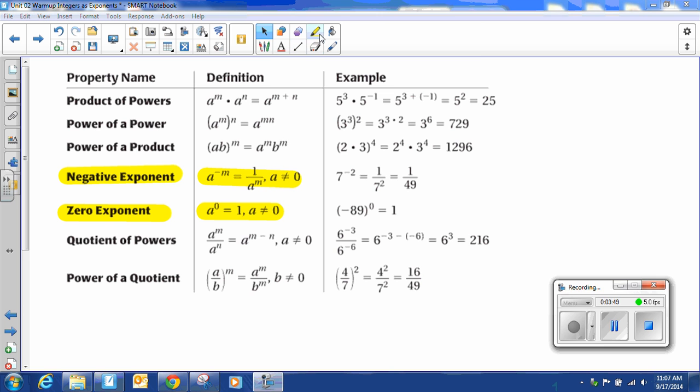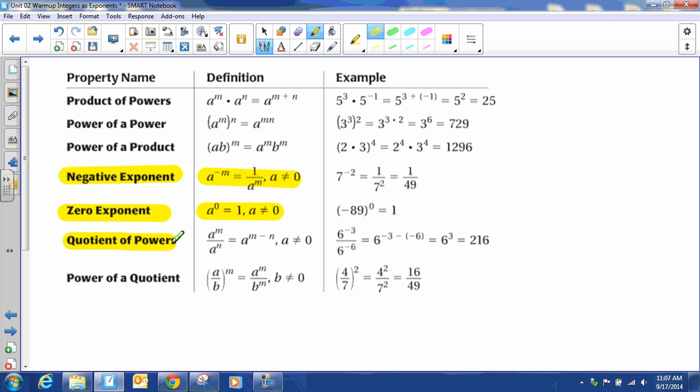So the properties that are highlighted here are all the ones that we're going to emphasize today. The other ones you've had before in Algebra 1. So these are the big ones we're going to practice today.